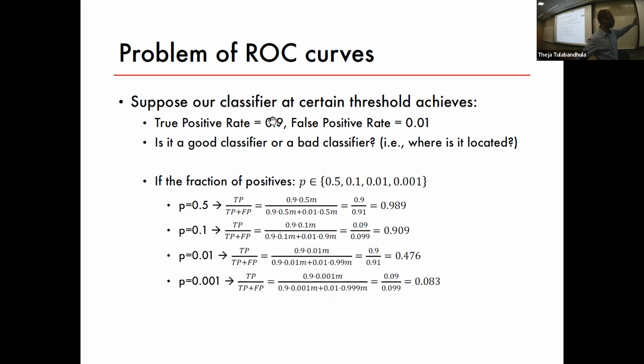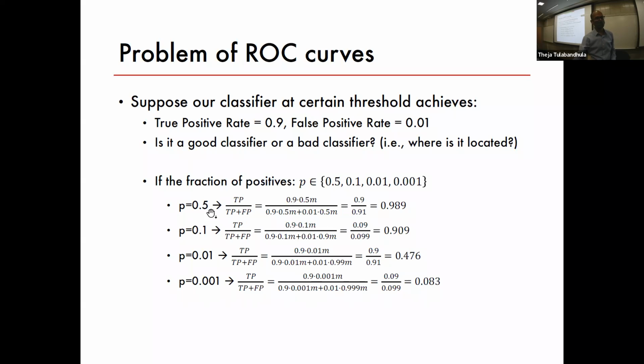Let's say the true positive rate is fixed at 0.9, and the false positive rate is also fixed at 0.01, which means the classifier has a really low false positive rate and a really high true positive rate. It's really at the top, very close to that curve. The question is, is it a good classifier or a bad classifier? And that really depends on the fraction of positives.